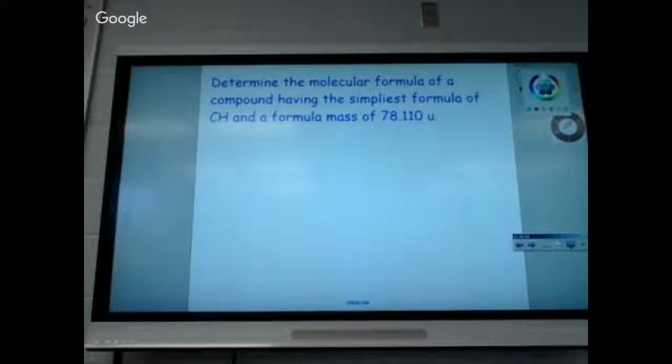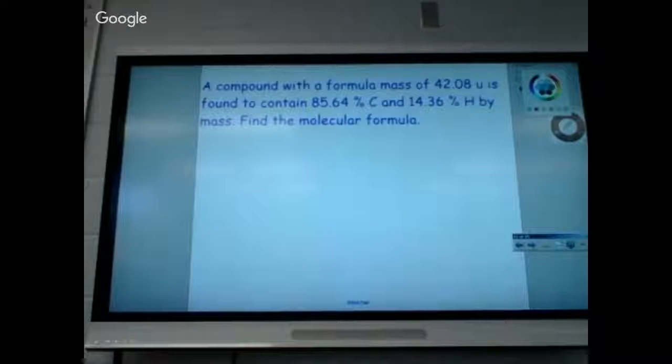All right, did everybody get C6H6? Yes. All right, last question for the day. Last one, right there. All right, last question. A compound with a formula mass of 42, write it down, of 42.08 is found to contain 85.64% carbon, 14.36% hydrogen by mass. Find the molecular formula.